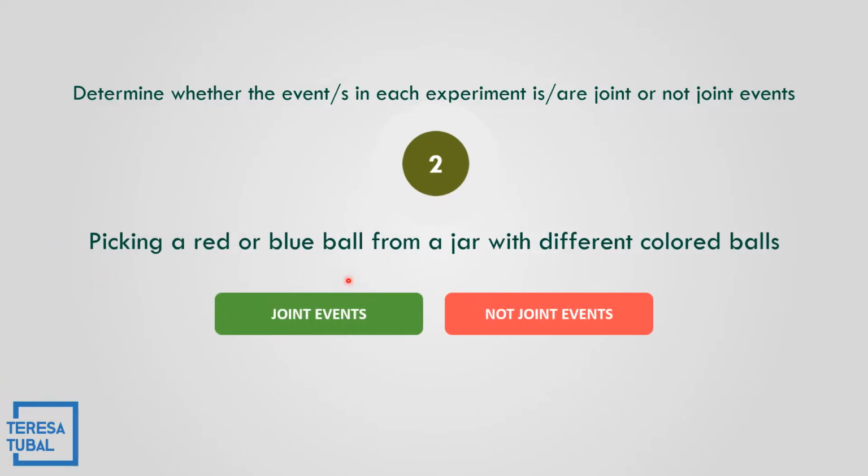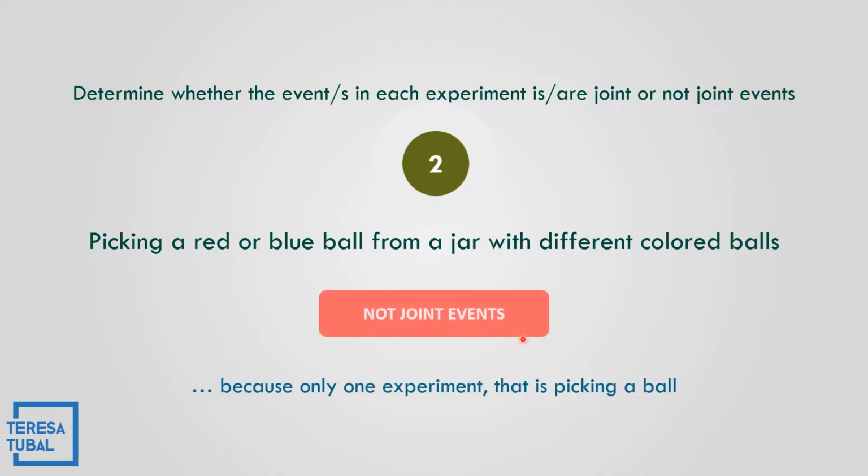Picking a red or blue ball from a jar with different color balls. Joint events or not joint events? Correct, not joint events because only one experiment, that is picking a red or picking a blue ball.